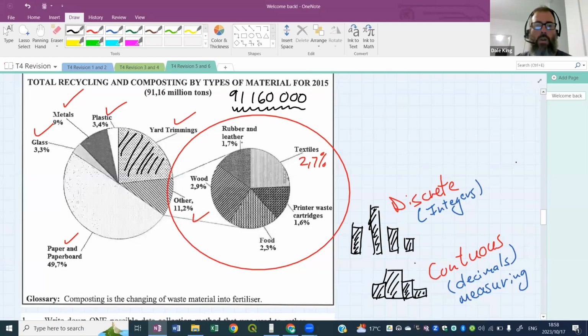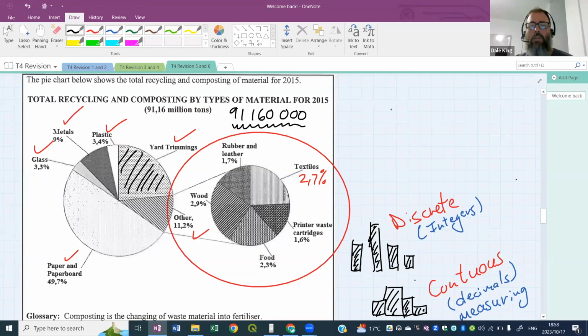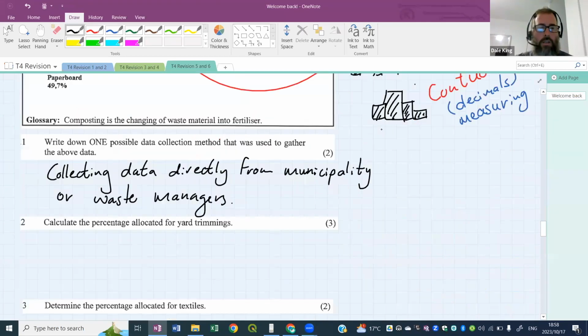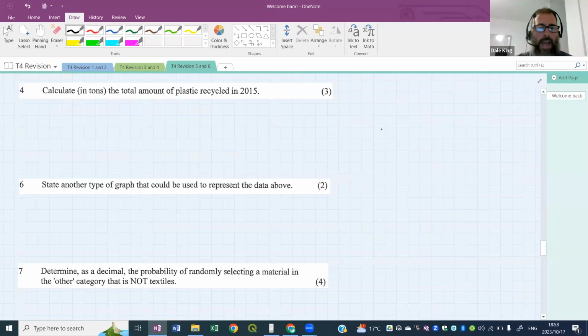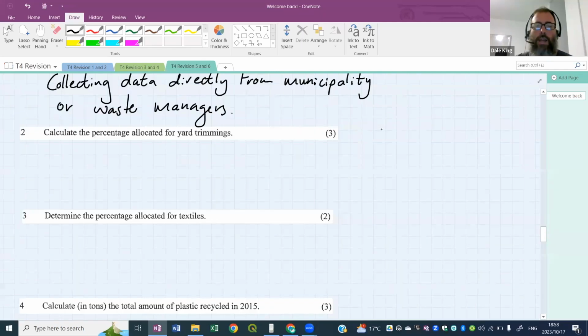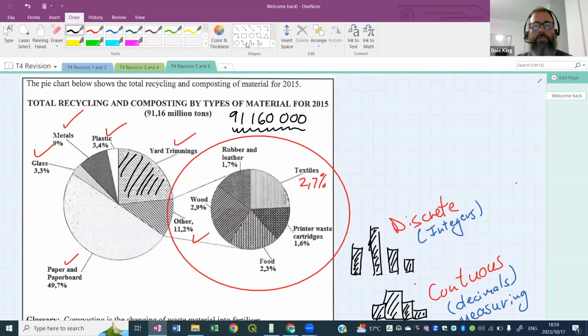What's the chance if you pick one of these other materials in the other category, what's the chance that you'll pick not textiles? Now, let me just go down to the question again. It says, determine as a decimal the probability of randomly selecting a material. So we're picking materials here, not weights. We're picking a material that is not textile. Very interesting question. Anyone? It's crickets again.